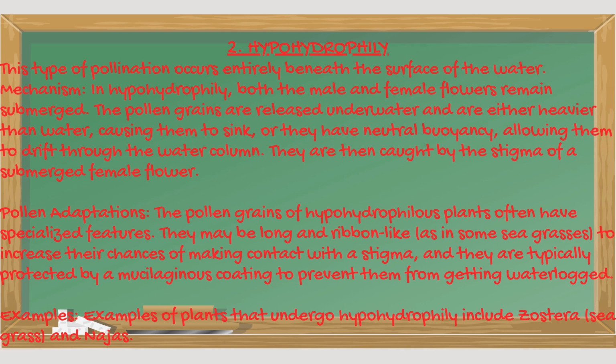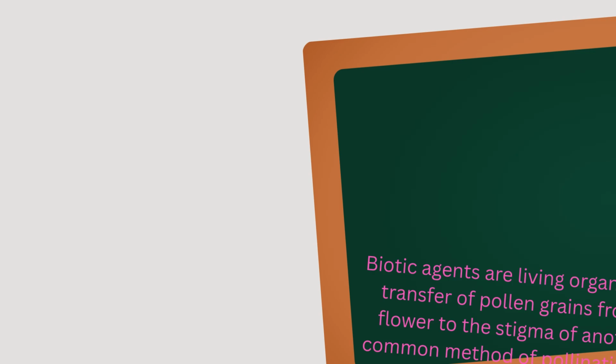Now, pollen adaptations. The pollen grains of hypohydrophilous plants often have specialized features. They may be long and ribbon like, as in some sea grasses, to increase their chances of making contact with the stigma, and they are typically protected by a mucilaginous coating to prevent them from getting waterlogged. Examples of plants that undergo hydrophily include Zostera, seagrass, and Najas.